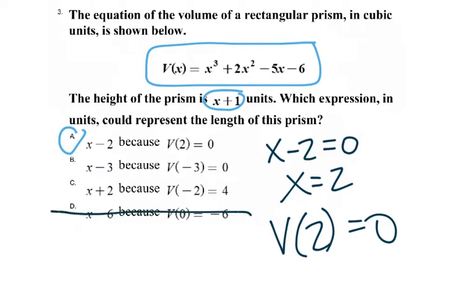So D doesn't make sense because your remainder is negative 6, which wouldn't even be a factor. And then notice C also doesn't make sense because the remainder would be 4. And then B is not it because it's x minus 3, and when you plug that in, you should get a positive 3 right there. So the only one that even makes sense, according to this notation, is A.